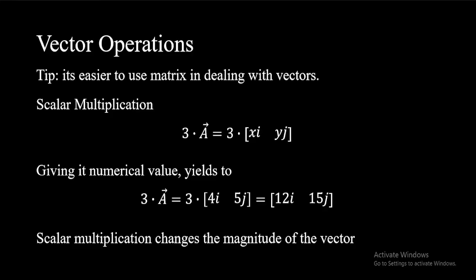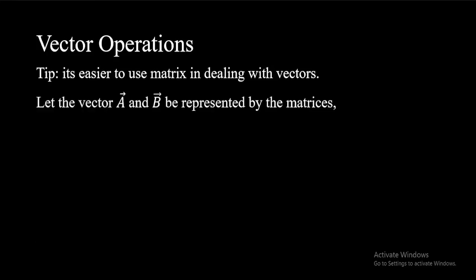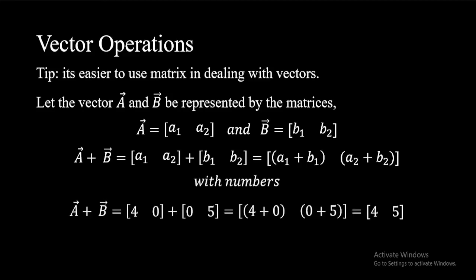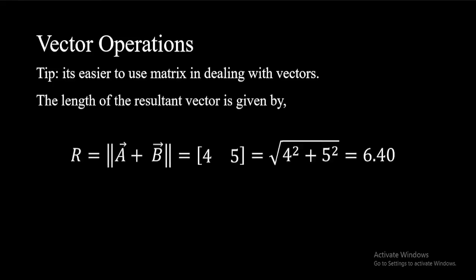angle. Using the matrix to represent vectors then carrying out vector operation is also possible. We have vector A and B. We add them. We use numbers and find out that the length of the resultant vector is found using. We go to the dot product.